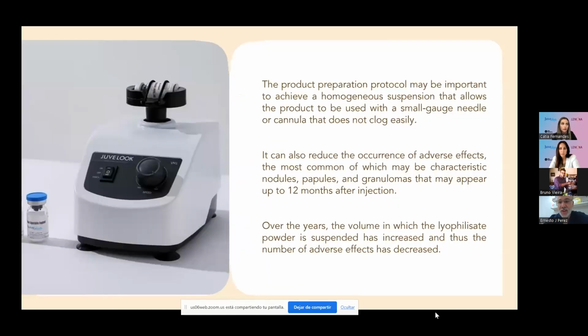The product preparation protocol may be important to achieve a homogeneous suspension that allows the product to be used with a small gauge needle or cannula that does not clog easily. That means easier injection, okay? It can also reduce the occurrence of adverse effects, the most common of which, as maybe all of you know, are characteristic nodules, papules, and granulomas that may appear up to 12 months after injection.